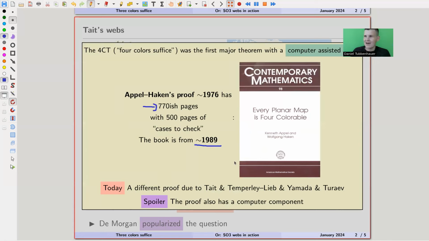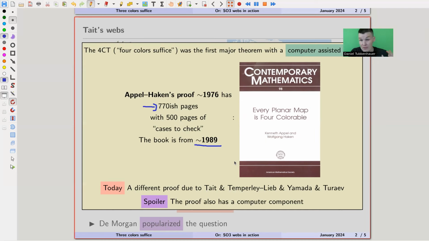Yeah. And roughly 500 pages of this book are cases to check, not checked cases. No, there's still a check involved. So it's cases to check. It's kind of fun. So the appendix of this book is like 500 pages of what we need to check. And it turns out the 4-color theorem always needs a lot of little cases you need to check. That's why it's so difficult for all of these exceptional type of cases.